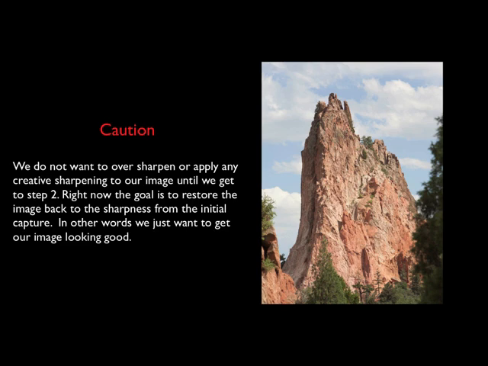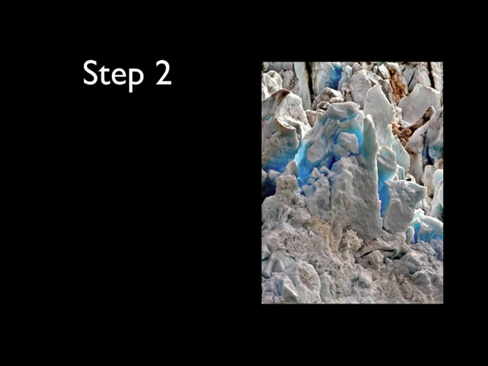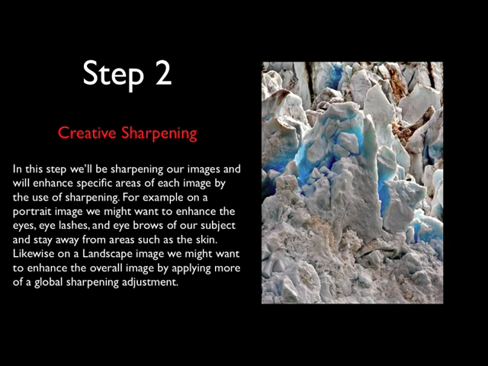So we can go ahead and make color, contrast, curve type of adjustments to our image. And when we get done with all of the image corrections, then we can go ahead and start looking at step number 2. And step number 2 is creative sharpening. We might want to use creative sharpening to bring attention to particular parts of an image or emphasize specific details of an image. We can achieve this by either doing localized sharpening or, in the case of the image that you're looking at here on the screen, more of a global type of sharpening.